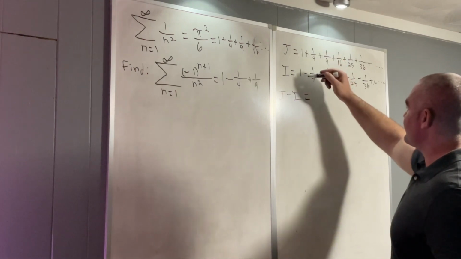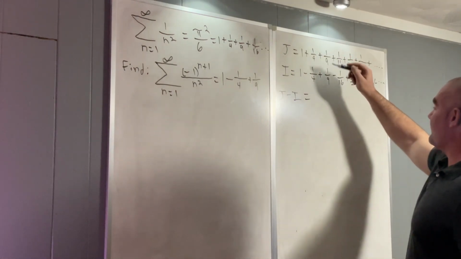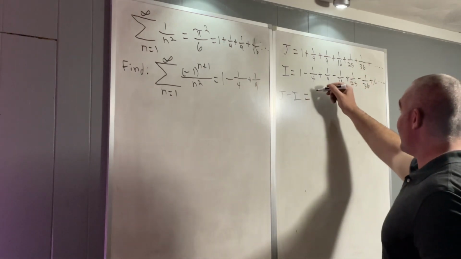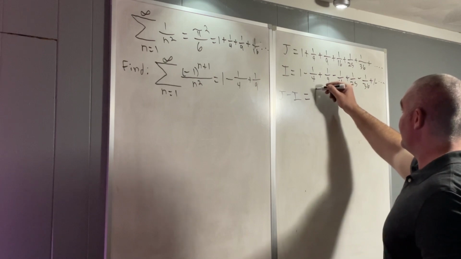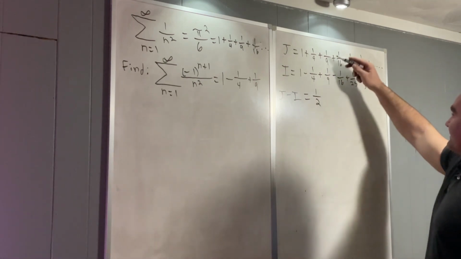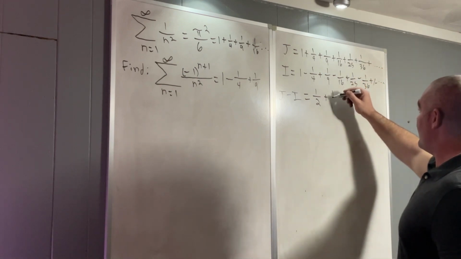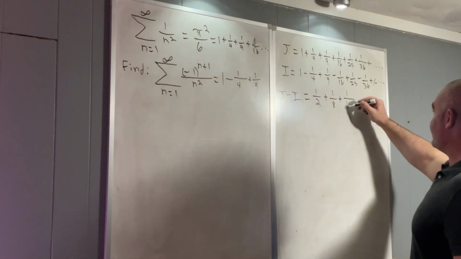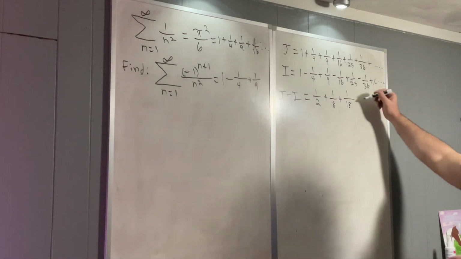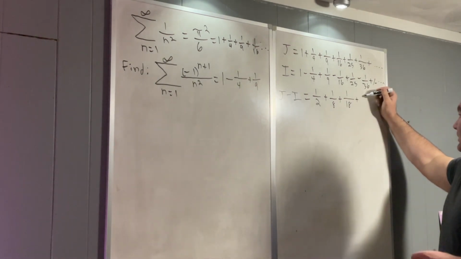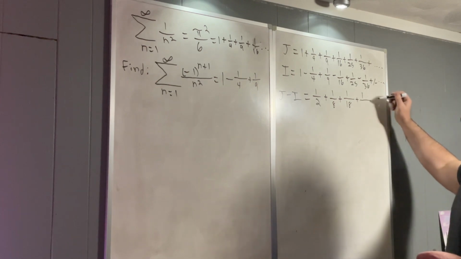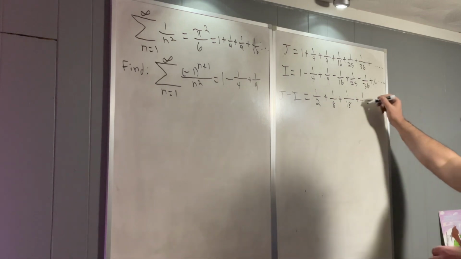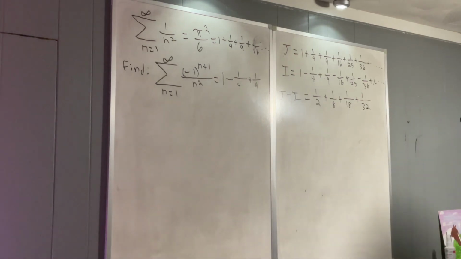So that's going to be equal to 1 minus 1 is 0. 1/4 minus negative 1/4 is 1/2. That would be 0, and then we'd have plus 1/8. And then this would be a 0, and then we'd get plus 1/18. And again, if we kept going with that, we'd get a plus 0 and then a plus 1/32. All right, so that's cool. Does that help us? Yeah, it does, actually.